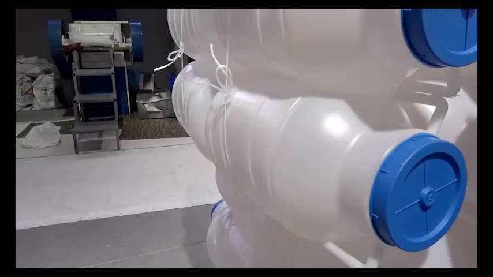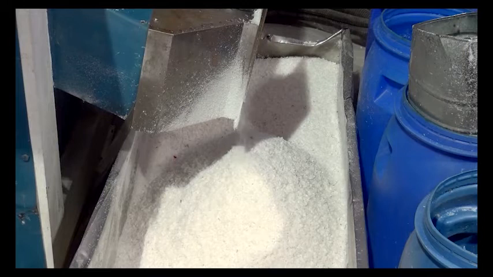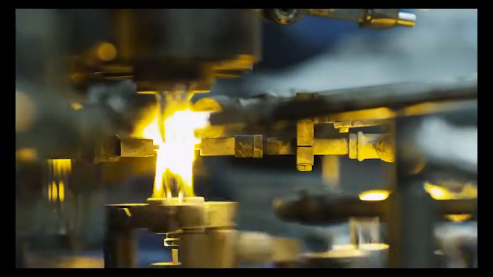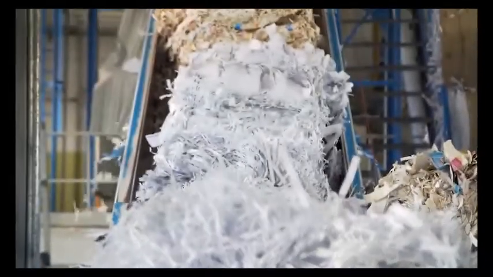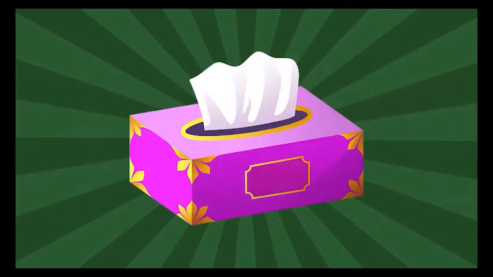Used plastic jugs that hold things like milk can be cleaned, melted down, and made into new jugs. Glass bottles can be crushed and melted and then formed into new glass bottles. Cardboard can be chopped up, washed, and heated to make things like cereal boxes, paper towels, and tissues.